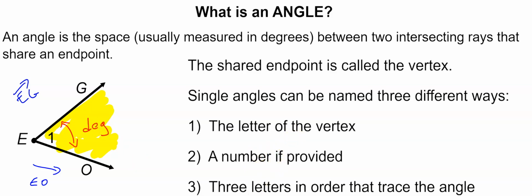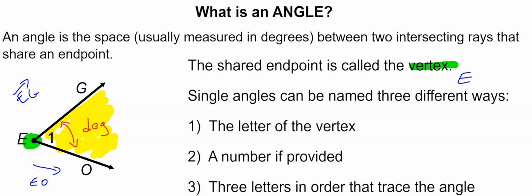Alrighty? This point, that shared endpoint, is the vertex. Right here is the vertex of my angle. That vertex is at point E.